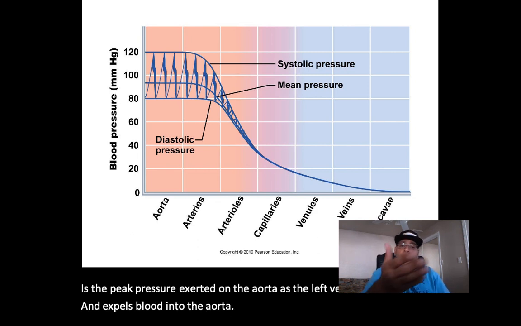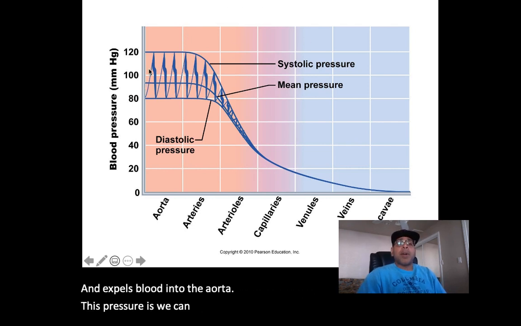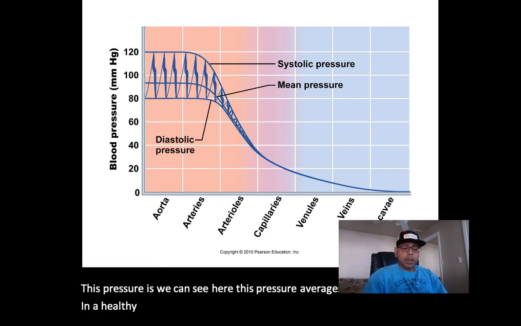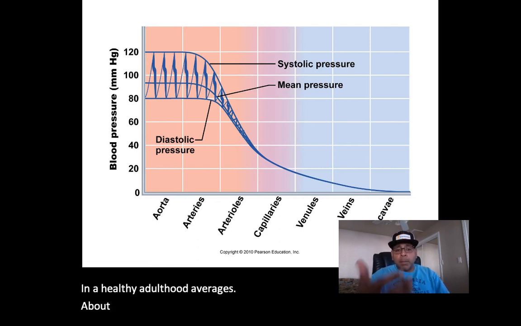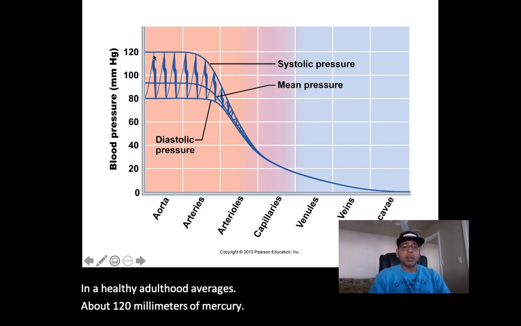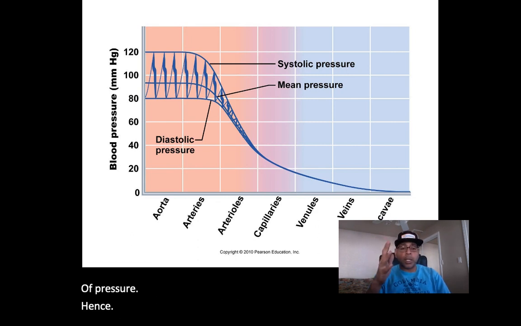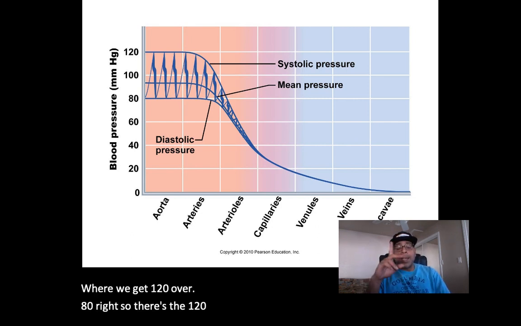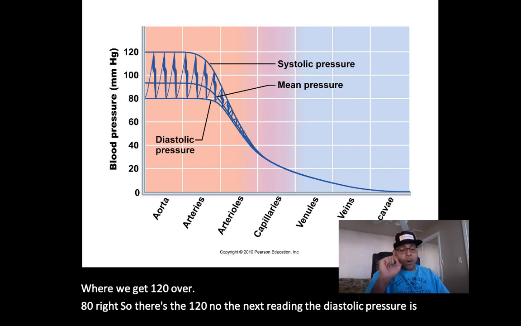exerted on the aorta as the left ventricle contracts and expels blood into the aorta. This pressure, as we can see here, averages, in a healthy adult, about 120 millimeters of mercury of pressure. Hence, where we get 120 over 80, right? So there's the 120.